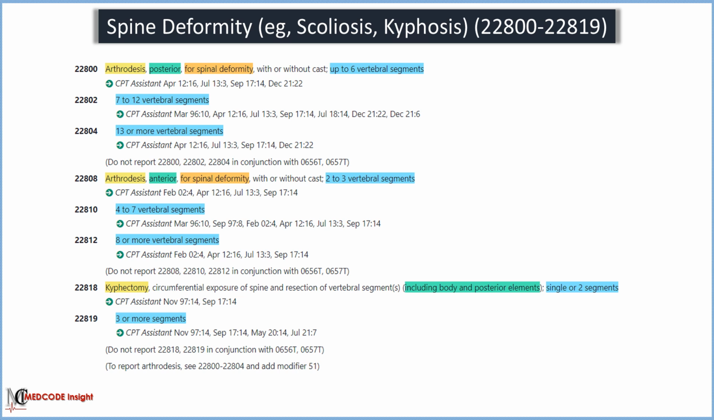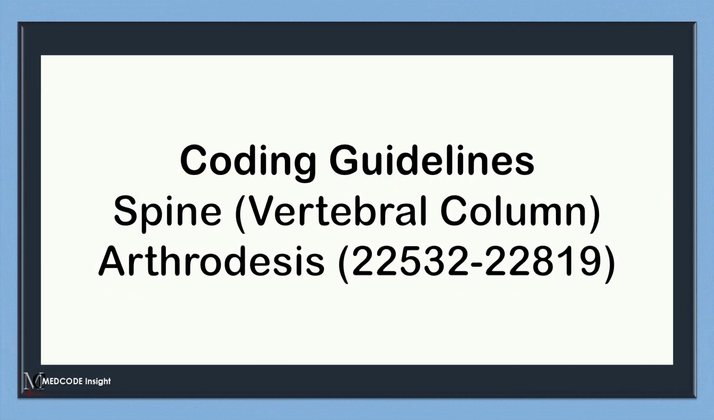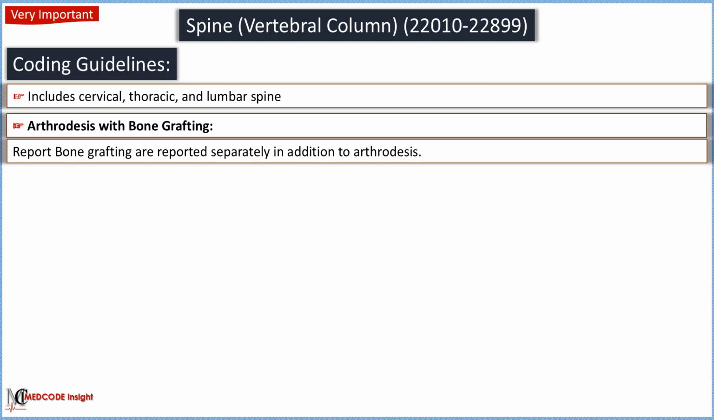Code 22818 is used for the treatment of several spinal deformities, such as those caused by the spina bifida or kyphosis. Kyphectomy involves the excision of one or more complete vertebral segments to correct the abnormal curvature and relieve associated pain. Spine or vertebral column includes cervical, thoracic, and lumbar spine.